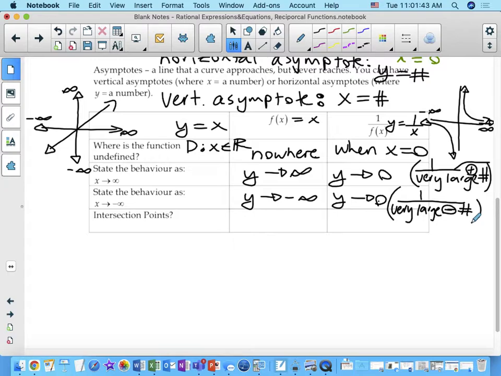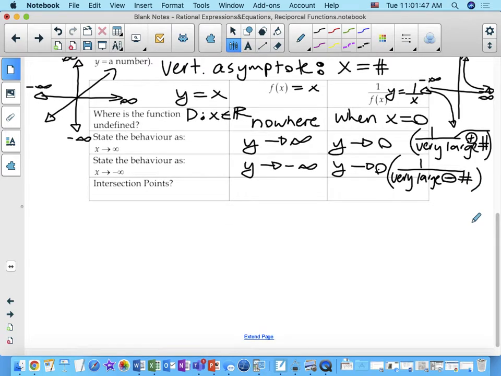Now, what I'd also like to do for this y equals 1 over x is also take a look at what happens when we look at x approaching 0, because that's where we have this undefined value. Okay, so let's look at that graphically. And that's also very important to understand what happens at the vertical asymptote.